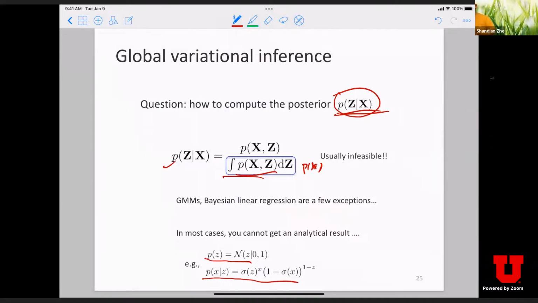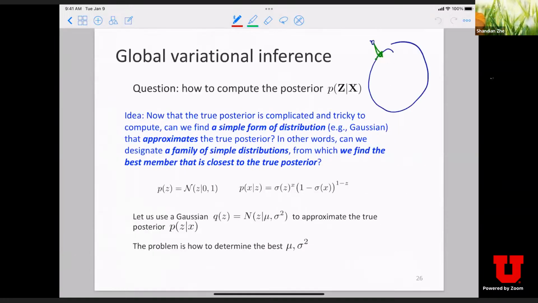Then how can we address this problem? The idea is as follows. Now that I don't really know how to compute the exact posterior distribution, and in most cases, I even do not know what the form of the exact posterior distribution is. It could be a mixture of Gaussians, it could be a Student's t, it could be any form which I don't know.